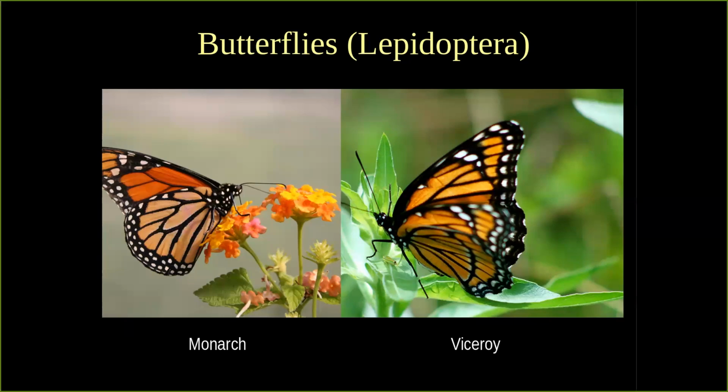And another interesting fact is that the viceroy, which looks almost the same as the monarch, doesn't eat the milkweed, and so it doesn't have a nasty taste. But the birds don't know that, so they stay away from them anyways because they look just like a monarch.